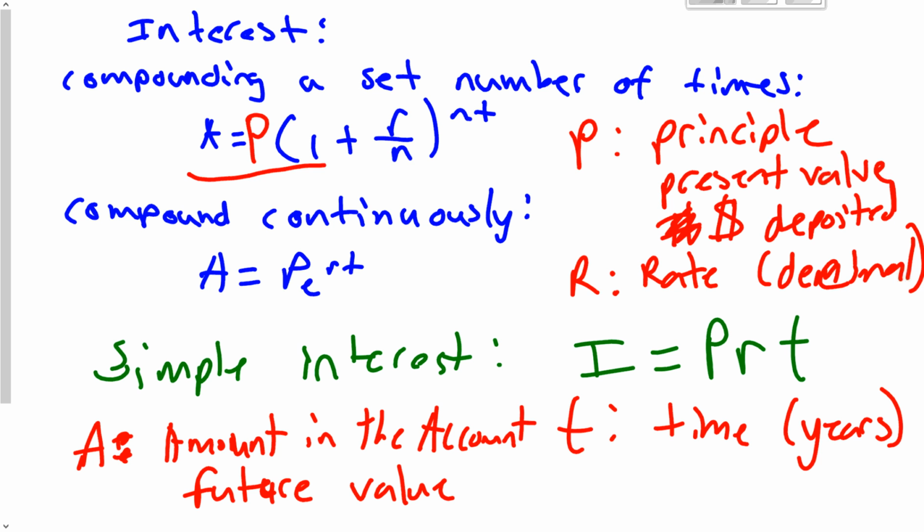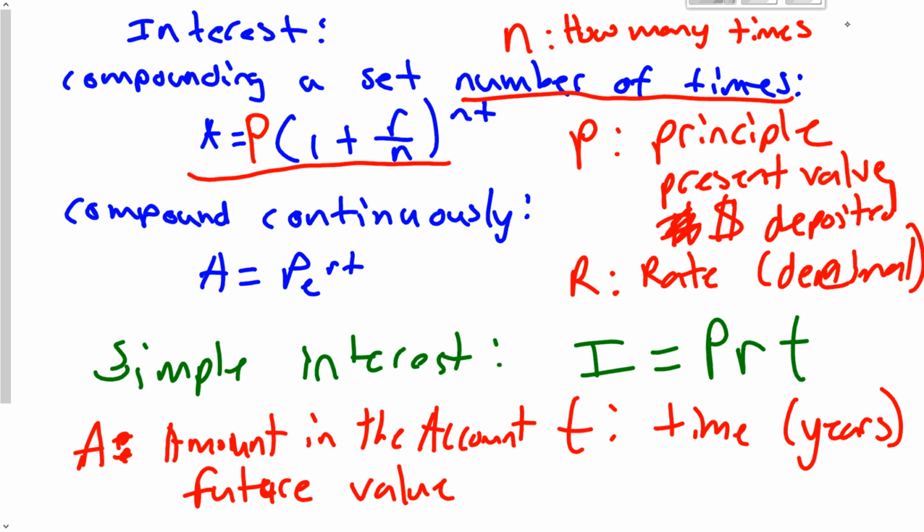The only difference here on this top one is it's compounded a number of times, and that number of times is n. How many times the interest is compounded in a year? Sometimes they'll say biannually, so that means twice a year. Quarterly means 4 times a year. Monthly, 12, and so on from there. So it's how many times in 1 year, and T stands for how long they do it for.